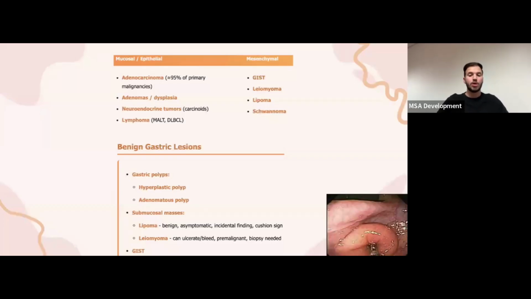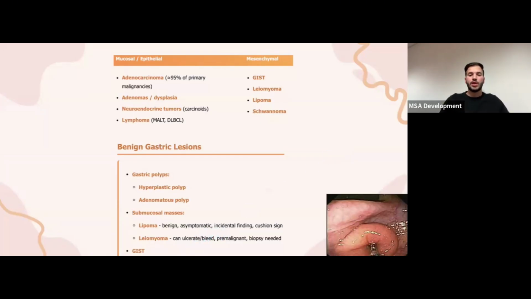Now, for the benign gastric lesions, we have gastric polyps. We have two types: hyperplastic inflammatory polyp and adenomatous polyp. For the submucosal masses, we have lipoma and leiomyoma. So lipoma is benign, asymptomatic, and we may have Cushion sign, as you can see here. This is the Cushion sign. While the leiomyoma is pre-malignant, it ulcerates and bleeds, and we need a biopsy to check for it. And finally, the last benign gastric lesion is gastrointestinal stromal tumor.